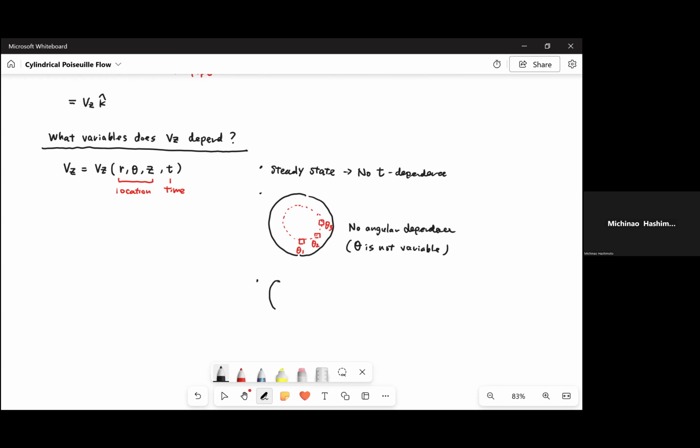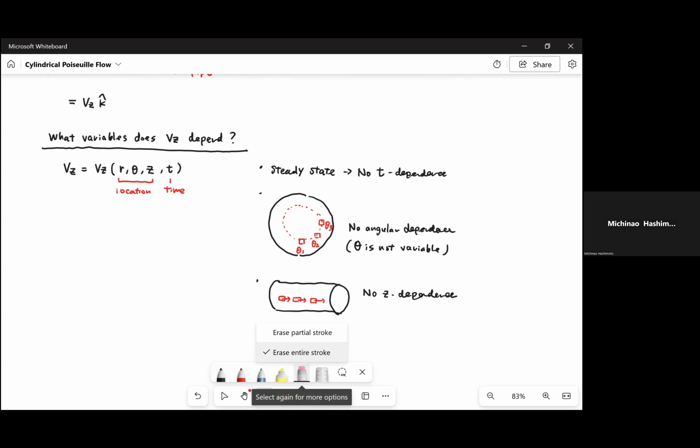You can also consider comparing different locations along z. They are probably the same, so you can say no z dependence. Once they reach a steady state, they just go straight and uniformly, at a uniform speed, so they are not going to be dependent. To describe it consistently, we can say no theta dependence, no z dependence.